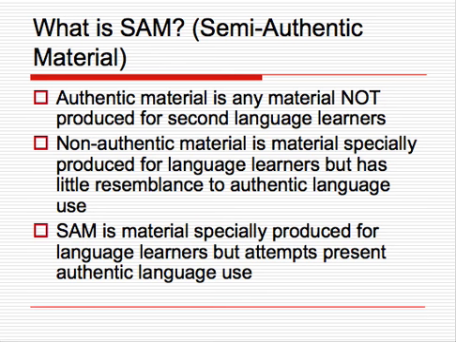Semi-authentic material, or SAM, is material specially produced for language learners, so in that sense it's non-authentic, but it attempts to present authentic language use. So because it is produced for language learners, we can't call it authentic, but it attempts to be as authentic as possible. And that's what we're going to explore.